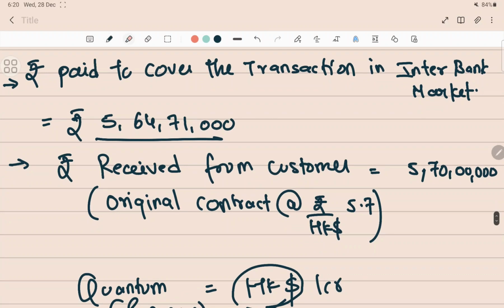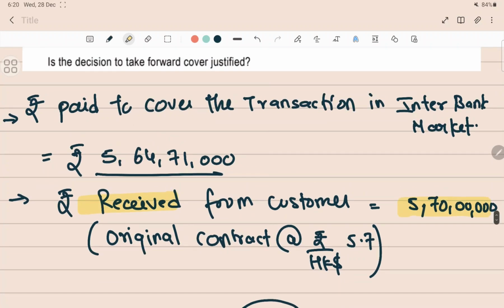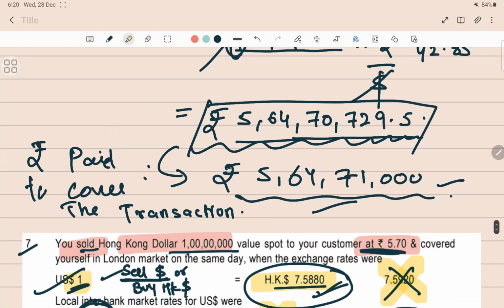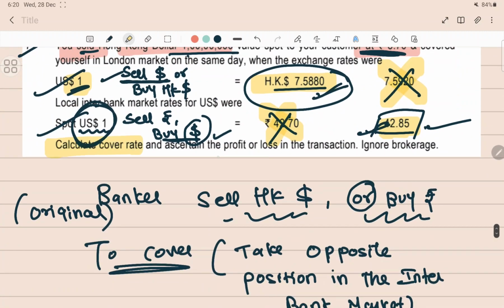So basically if you see, I have received more, and in order to cover I have paid rupee less. My outflow is less, my inflow is more. So there is a gain. How much is the gain? 5,29,000 rupees. This is the gain. Okay, so this is your final answer as what is asked in the question. Calculate the cover rate and ascertain the profit and loss. So this is the profit.